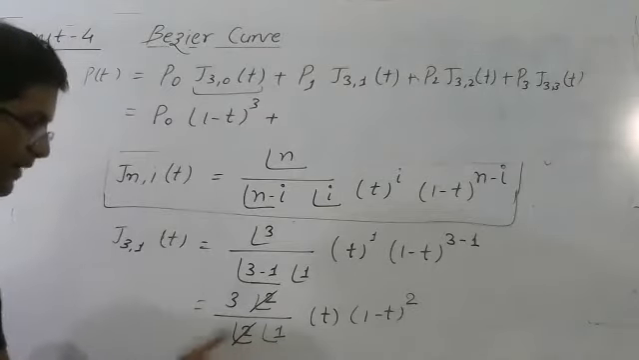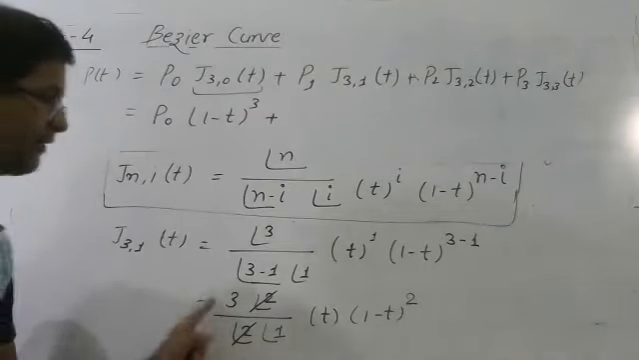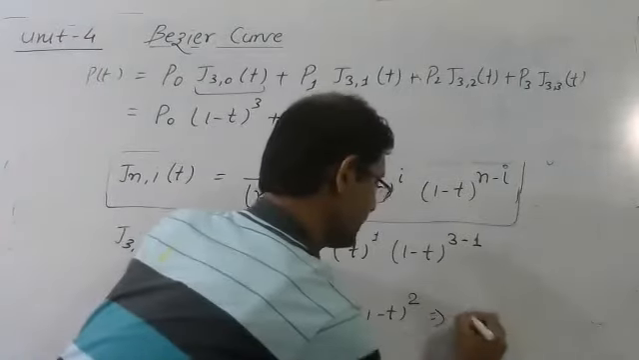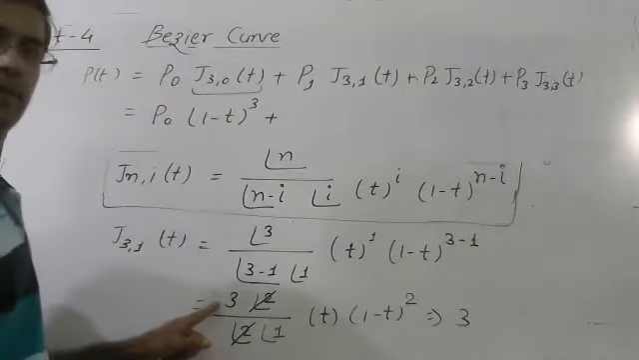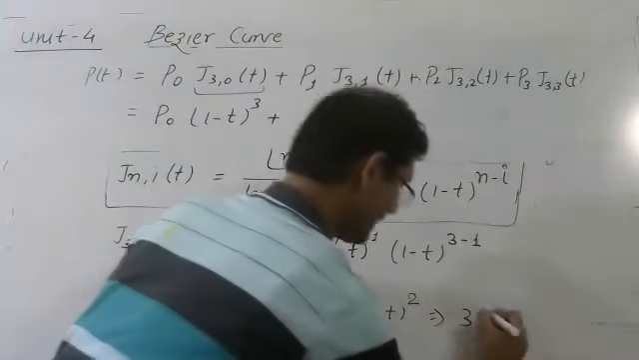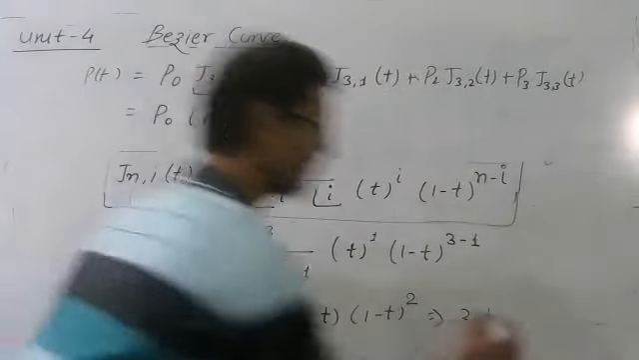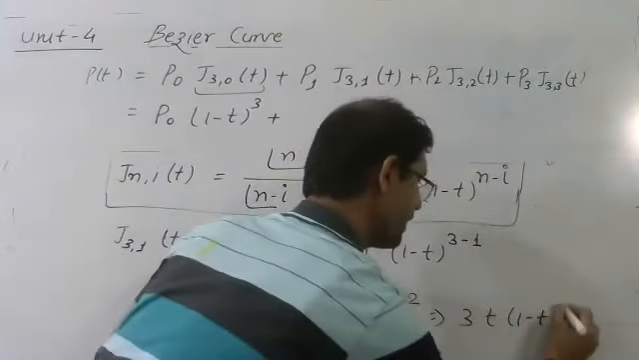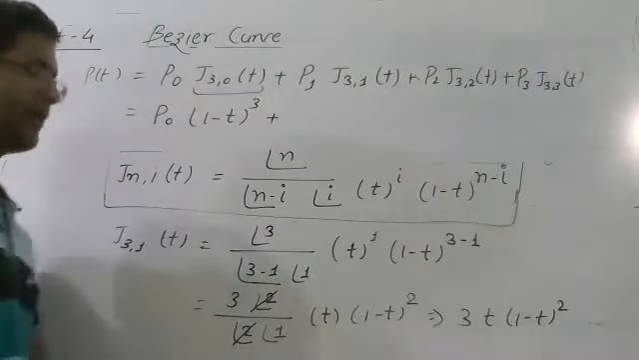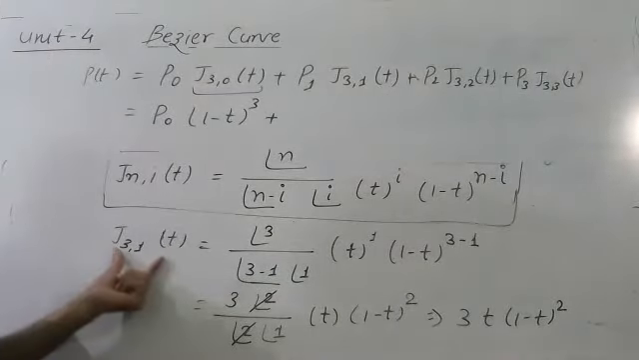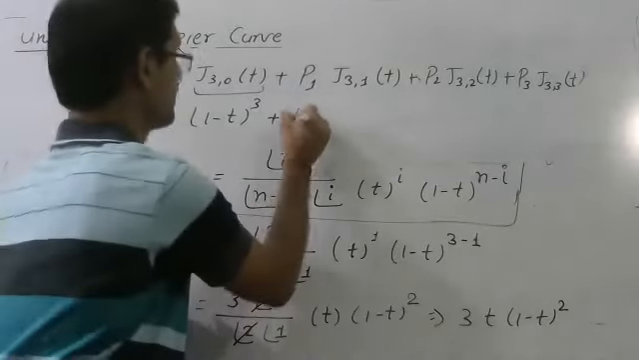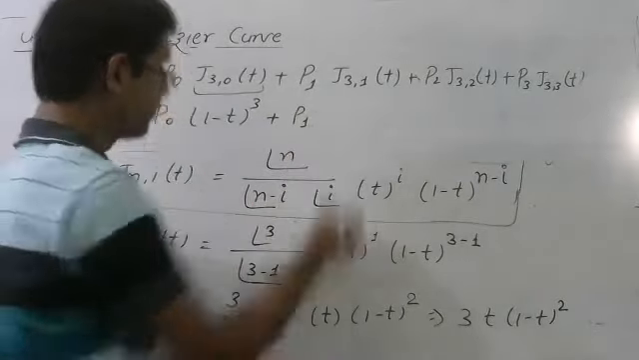So from here we can get 3 multiplied by t multiplied by (1 minus t) square. So this will be the solution for J3,1(t). So here I am putting the value.